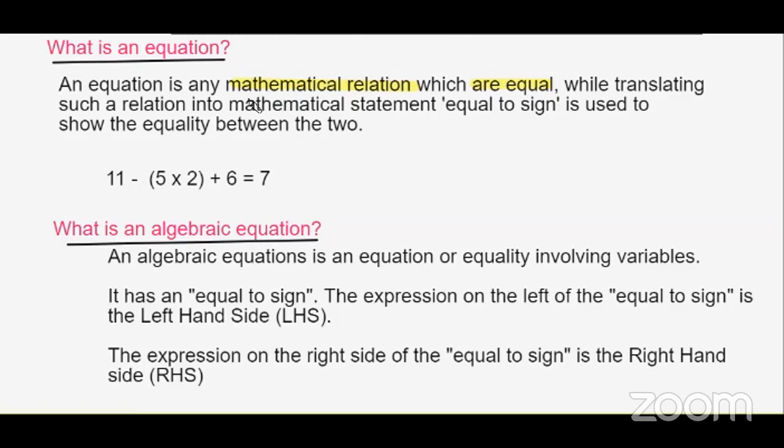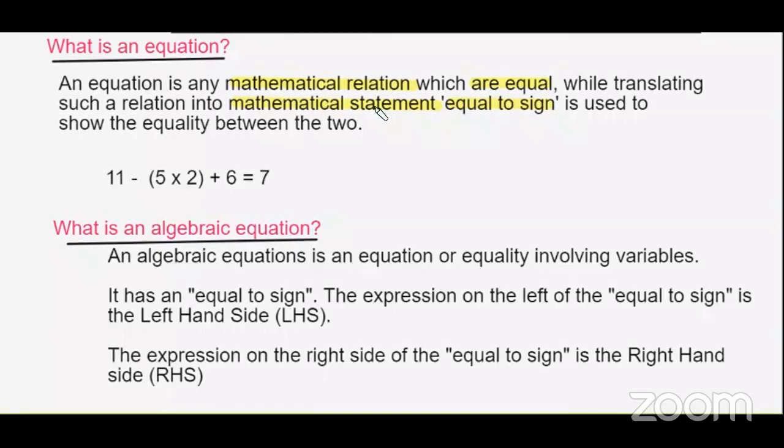So in a mathematical statement, if you are using the equal to sign, then such a mathematical statement is said to be an equation. Like 11 minus 5 into 2 plus 6 is equal to 7. Is it true? Let's check. It's 11 minus 10 plus 6, which is equal to 1 plus 6, equal to 7. So yes, this mathematical expression equates to 7. So it is an equation because there is an equal to sign.